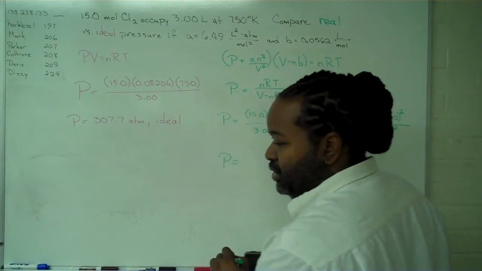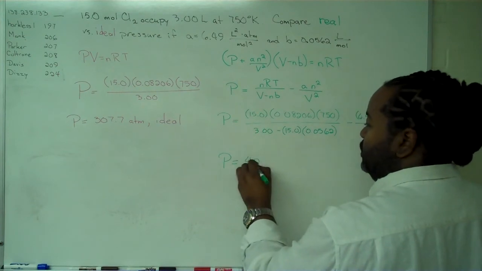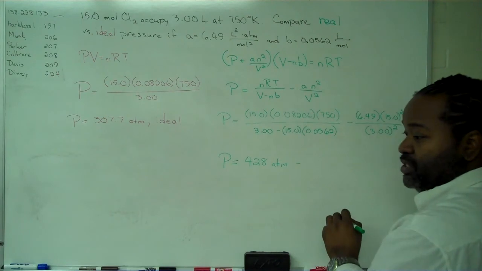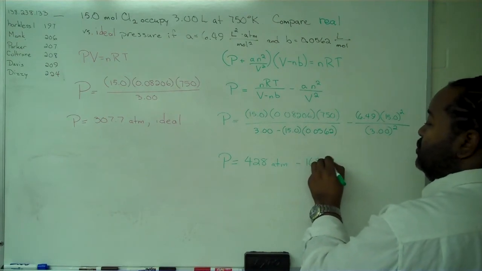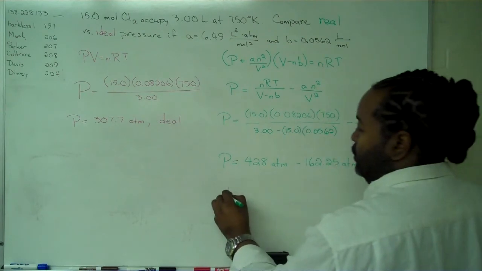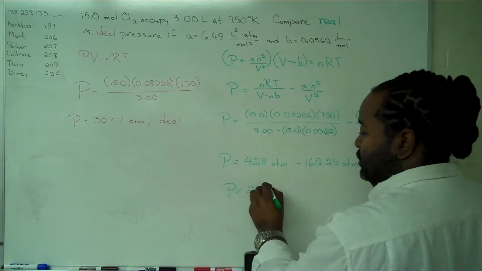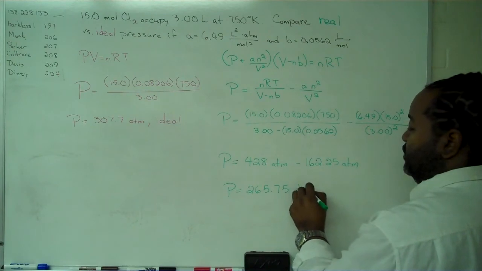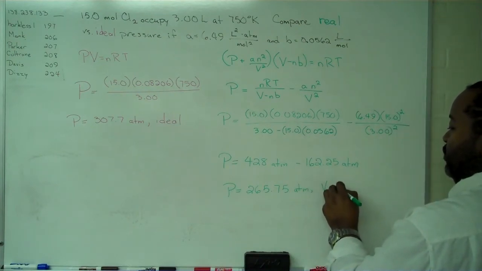However, in the end, what we find is that our first term gives us 428 atmospheres. Our second term requires us to subtract off 162.25 atmospheres. And this gives us a pressure of 265.75 atmospheres. And this is under the van der Waals equation.